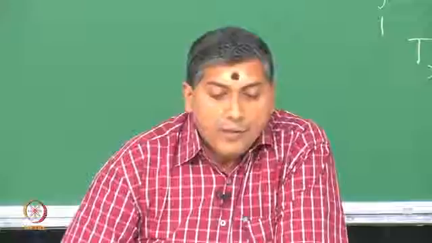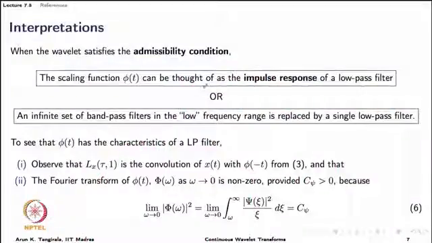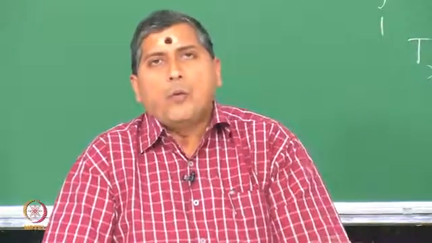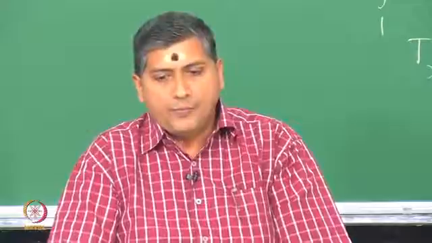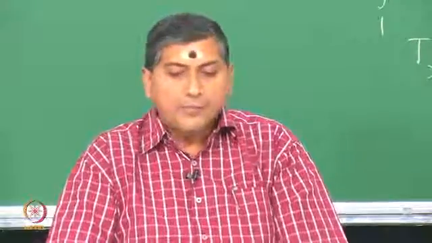Now, why is this true? That is, how can I think of phi of t as the impulse response of a low pass filter? To see this, observe the first point, something that we have used earlier: the approximation coefficient is a convolution of x with phi of minus t. Whether it is phi of minus t or phi of t, it is almost the same. If one is a low pass filter, the other also acts as a low pass filter.